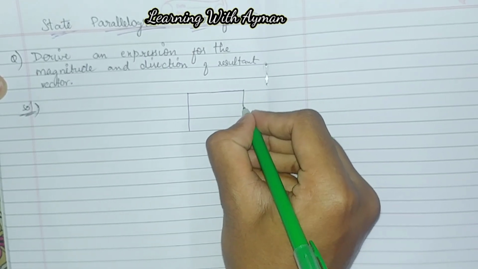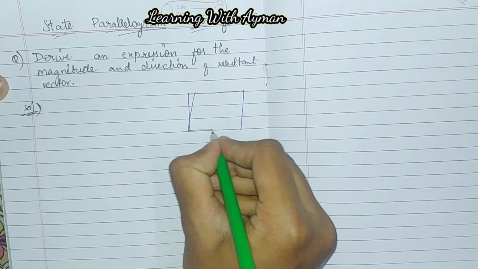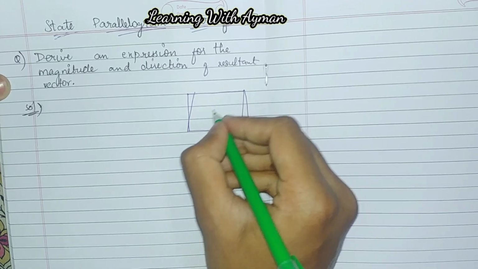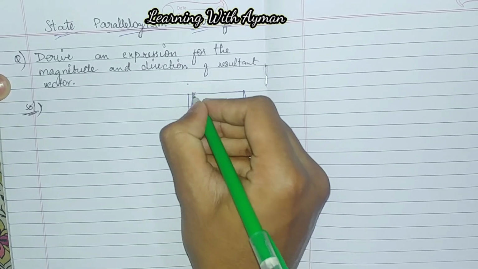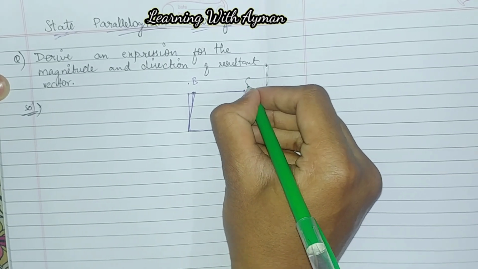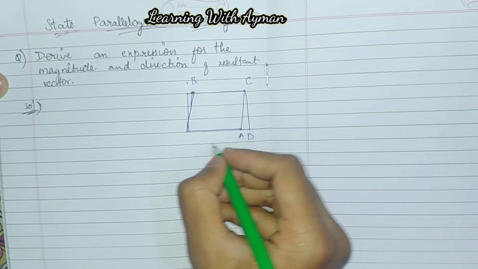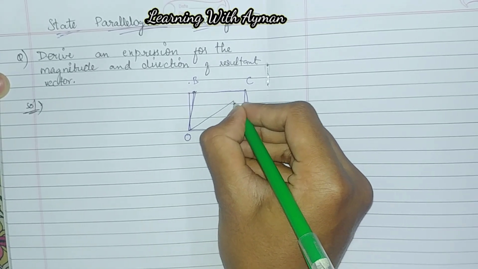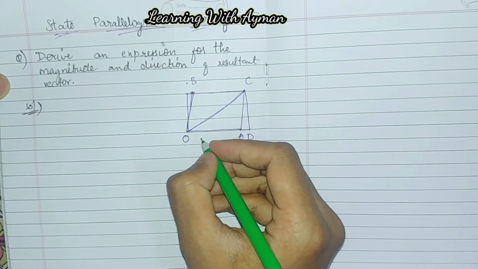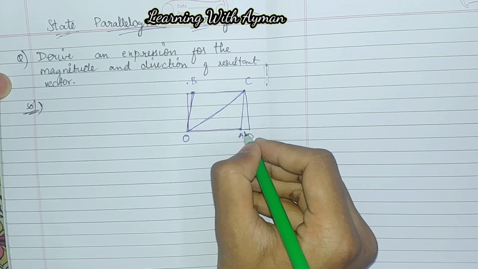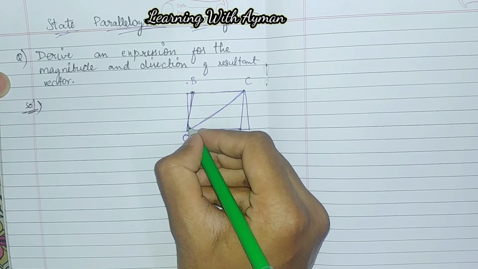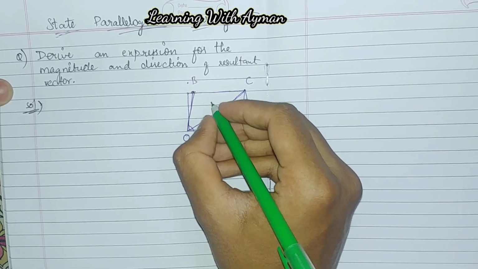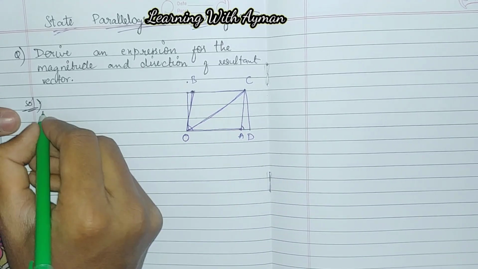So today we will draw a parallelogram. It should be like this. This point will be B, this will be C, this will be D, A, and this will be O, and this will be the diagonal. Now we have to find from O and A. So we will name this. First we have to write the explanation.